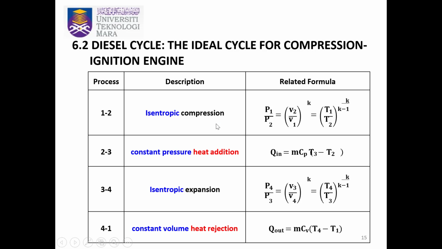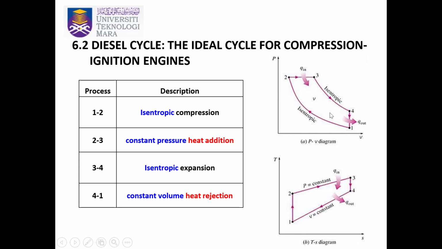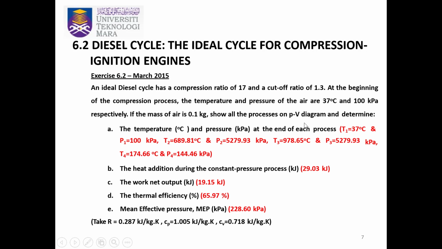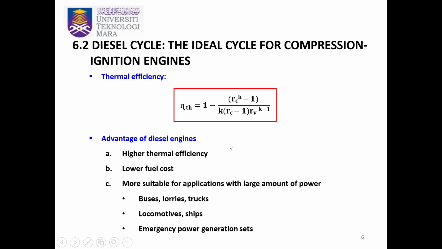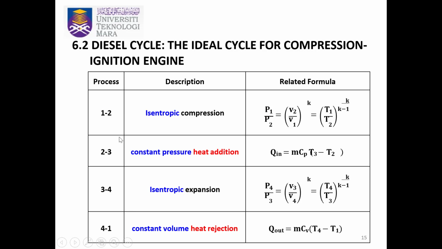Okay, lukis yang ini PV diagram. Okay, then question 1: the temperature, pressure, and volume at the end of each process. Okay, buat sama macam sebelum ni. So awak akan cari T1, P1, T2, T3, T4, P2, P3, P4. Macam mana nak cari? Just use the related equation yang ada ni untuk carilah.